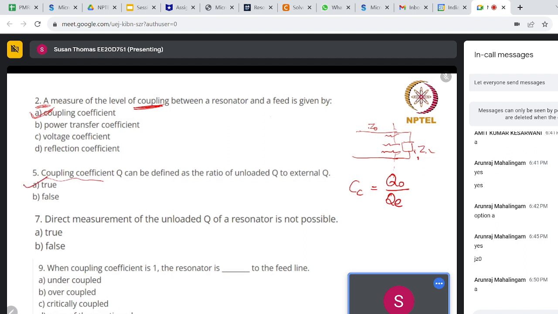Unloaded Q factor means the original resonator's Q factor. Now, what is the external Q which is being connected? That is your QE. So the ratio of Q0 to QE is the coupling coefficient. So basically, it's a coupling between the resonator and the feed.